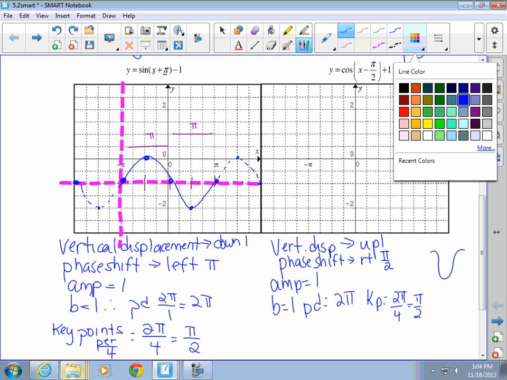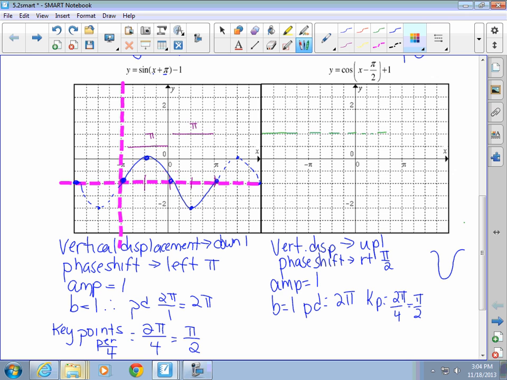I'll pick a different color for that one. Let's do this kind of limey looking green. Okay, so if I'm going up 1, so normally I start here, but now my new one is going to go up 1, so that's going to be here. Oh, I want to dotted line that one. It's not very thick, but that's okay. And now my phase shift was right pi over 2. So if this is pi, this value here would be pi over 2, halfway in between.